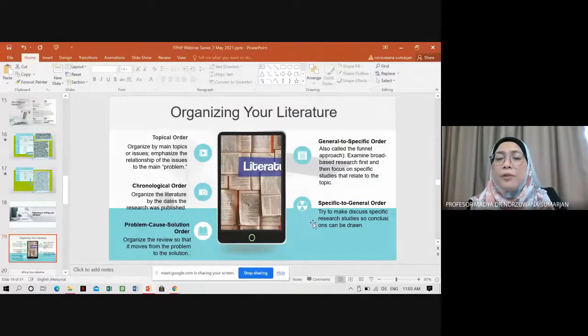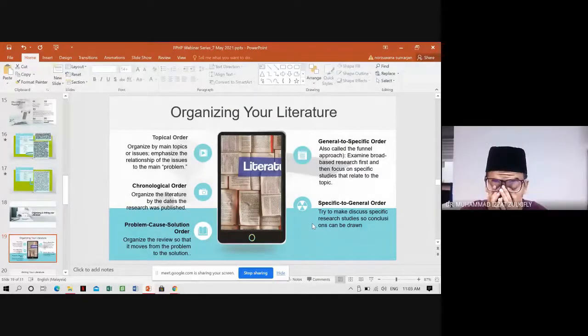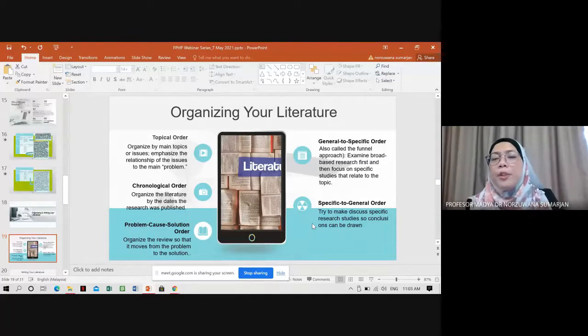Another one is specific to general order. In this approach, people will discuss specific research studies so that a conclusion can be drawn. After you have discussed the specific things, you try to bring it to a broader concept, a broader approach.